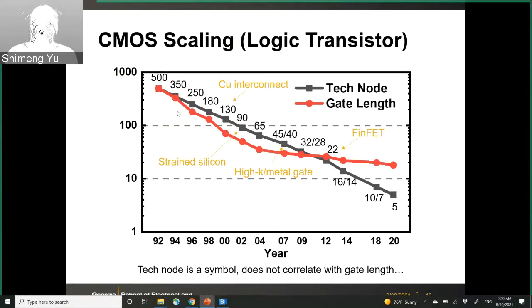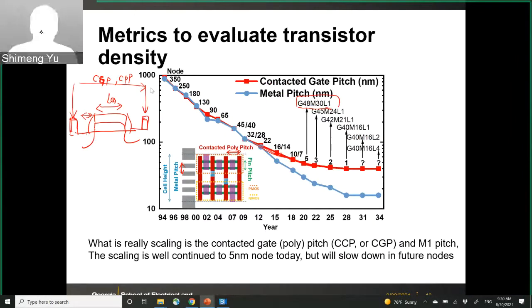So the CMOS scaling, the technology node does not correlate with any physical dimensions on the transistor structure. As you see here, the gate length does not scale in the recent nodes. So what is really scaling is this CGP or CPP, contact gate pitch or contact poly pitch. Because the gate used to use polysilicon as a material, it's also called CPP. And also the metal one pitch.